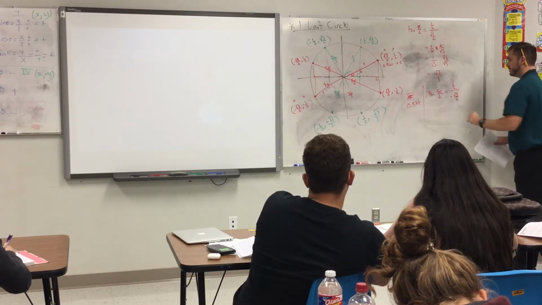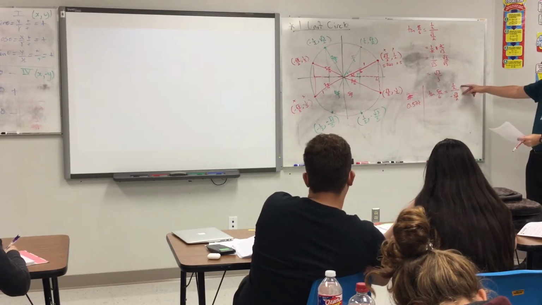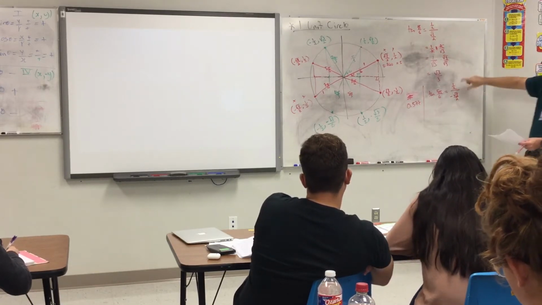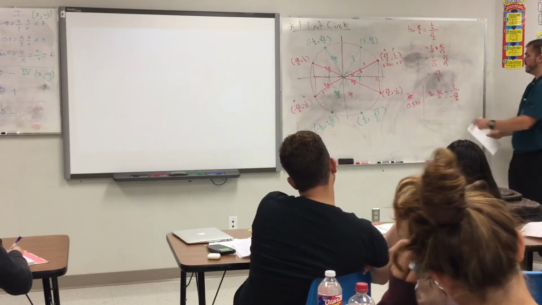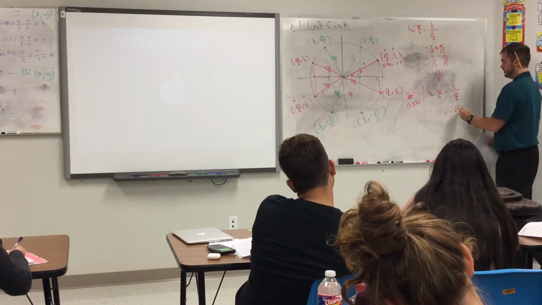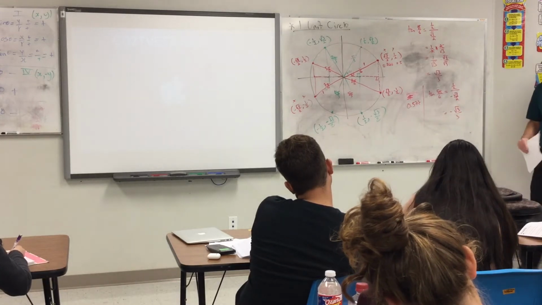Negative root 3 over 2. How does that compare with our other one? It's the same thing, except this one's negative. So I would assume that this one I can say is negative root 3 over 3.